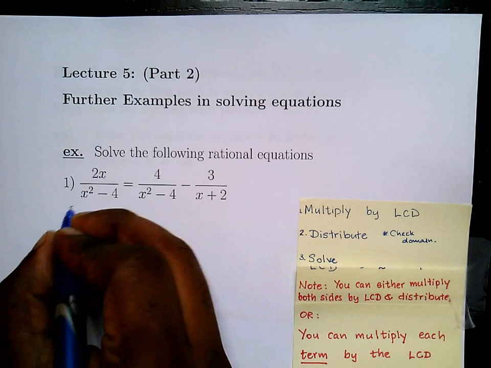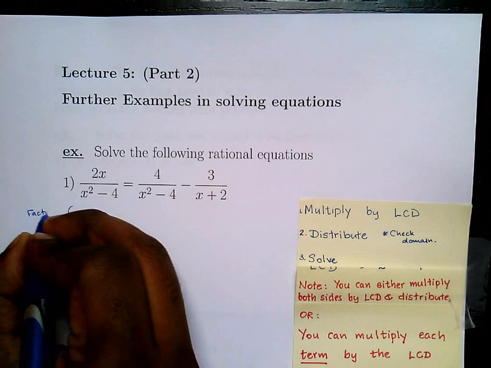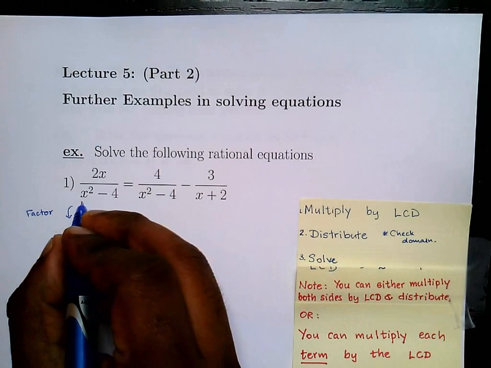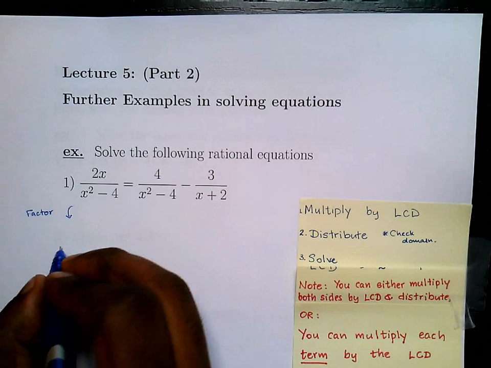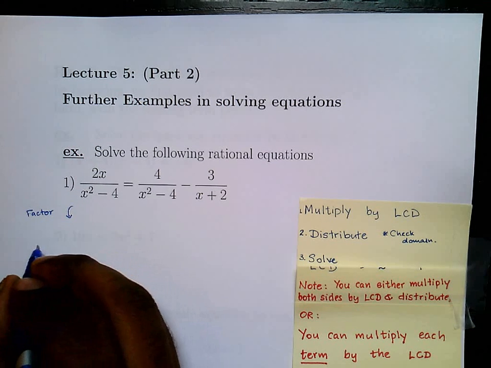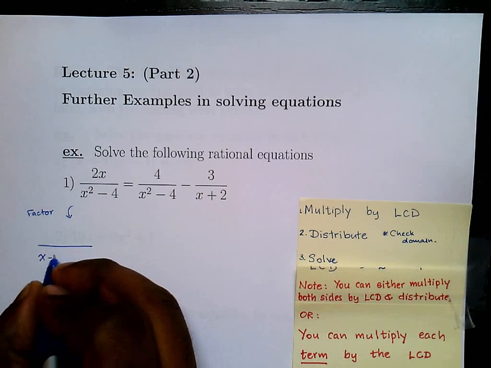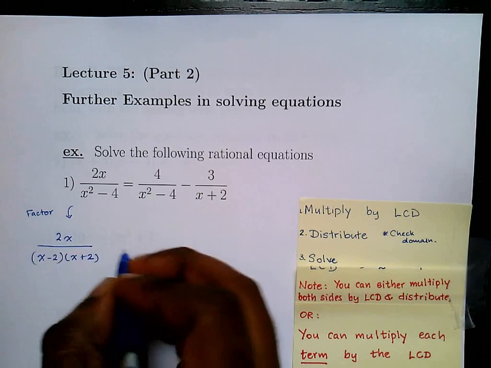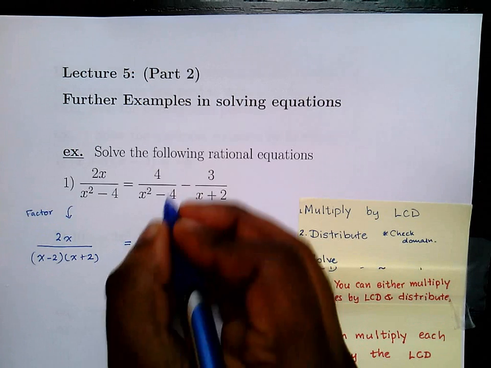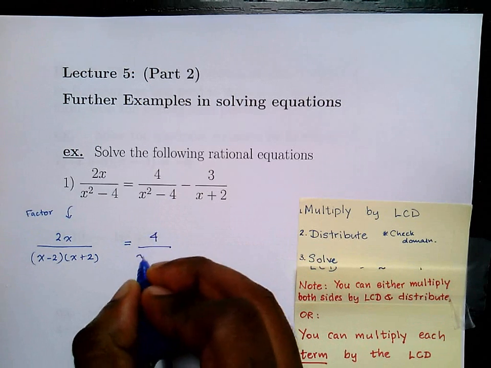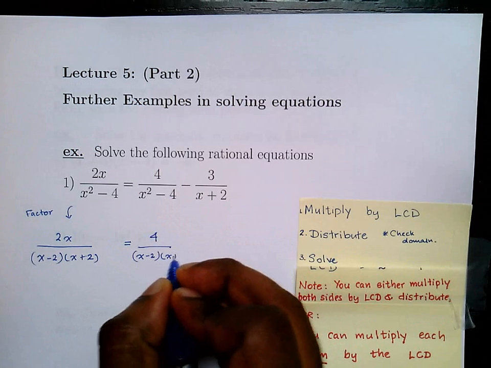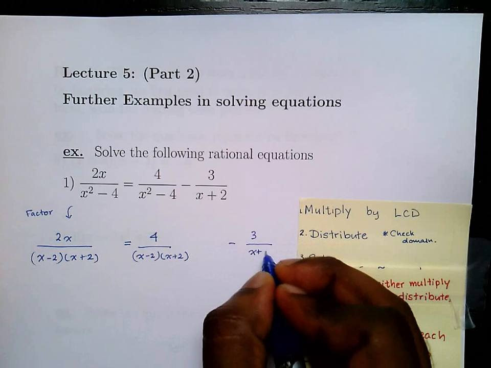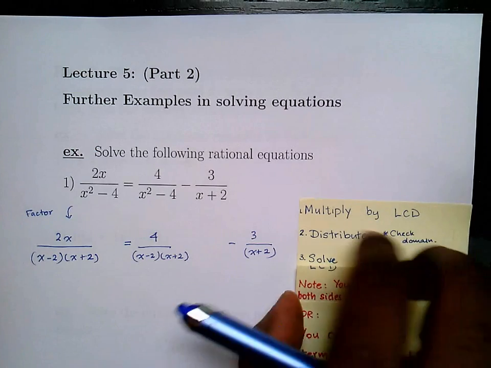Let's factor. Now I'm using the difference of two squares formula here, so I can factor x squared minus 4 as x minus 2, x plus 2. Now you've seen that enough for me to just write it down. Okay, so x minus 2, x plus 2, 2x. And then here you have 4 over x minus 2, x plus 2. And then you have minus 3 over x plus 2. So just rewriting after factoring.